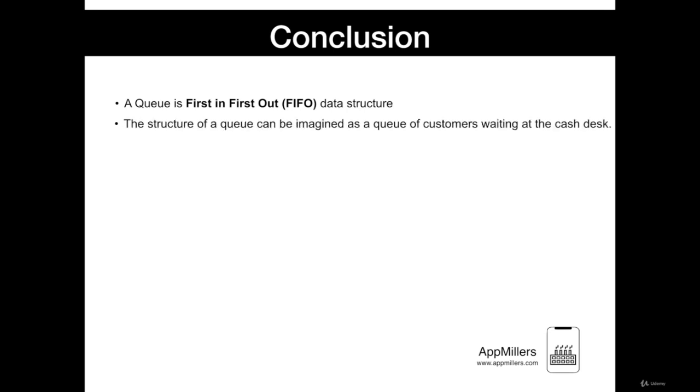Let's summarize what we have learned. We know that a queue is a first in, first out data structure. The structure of a queue can be imagined as a queue of customers waiting at the cash desk. We can use the term enqueue to insert into the queue and dequeue to remove an element from the queue. And a real-life example can be the point of sale system of a restaurant.